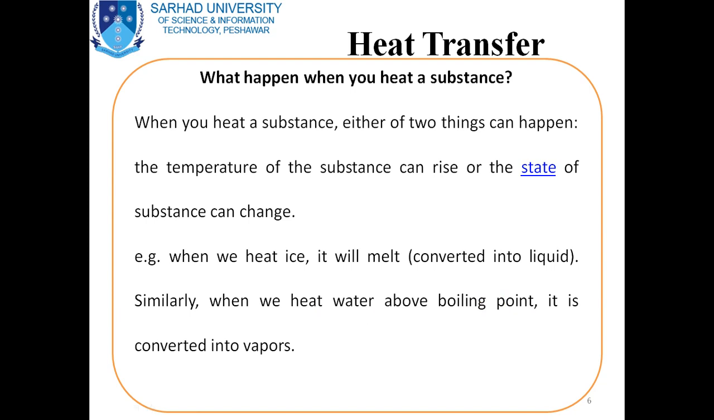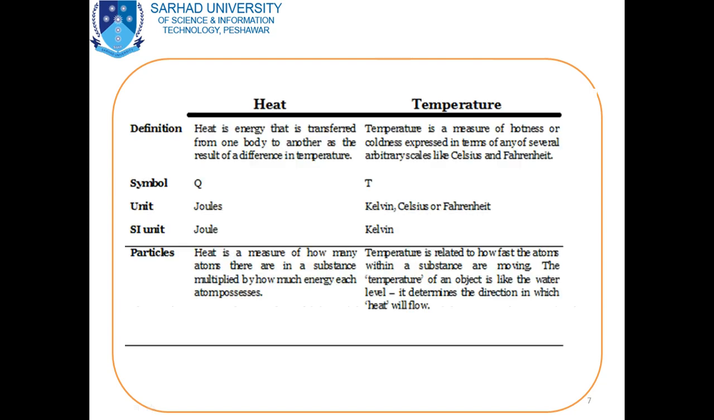That's why we say that either of two things can happen whenever we heat a substance. The first case is that the temperature of the substance can rise. The second case is that the state or phase of the substance can change.